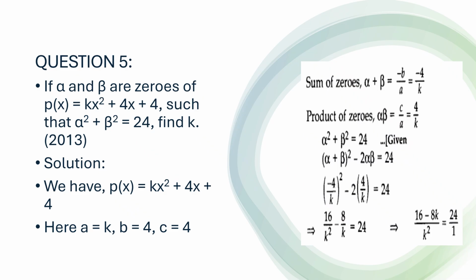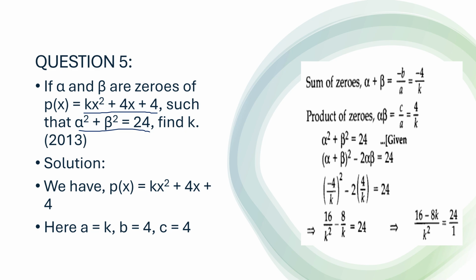Let's take question number 5. Children, these questions are utterly important, especially when they relate to alpha and beta, and I'm sure you will be practicing them along with this. If alpha and beta are zeros of the equation kx squared minus 4x plus 4, and they have given us alpha squared plus beta squared is 24, you have to find k.